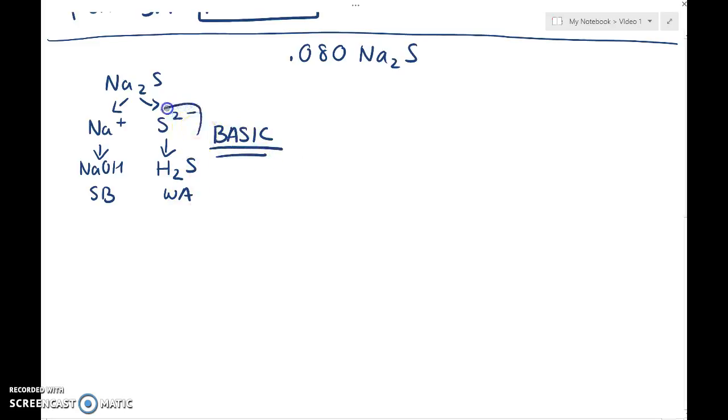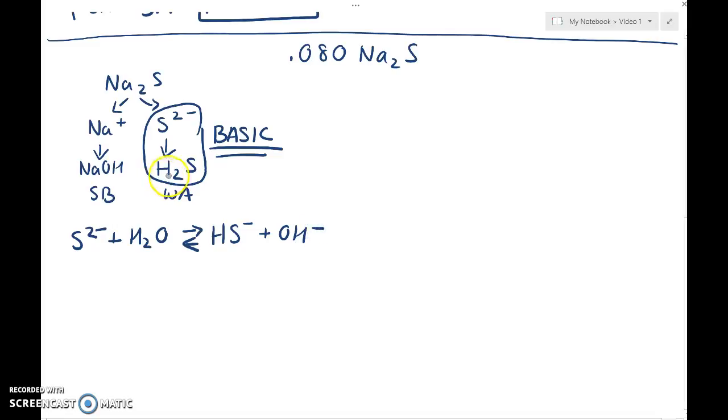Basic means I focus on this side because it's the weak side, and basic means I need to choose the base between S2 minus and H2S. So that's obviously S2 minus because H2S is an acid. Okay, but now notice here, when I go to write my equilibrium, whenever we do this adding an H2O, what we're doing is plucking off one H plus from an H2O. So if I just pluck off only one H plus, this S2 minus does not become H2S. Instead, it becomes HS minus. And that's what I need to do here.